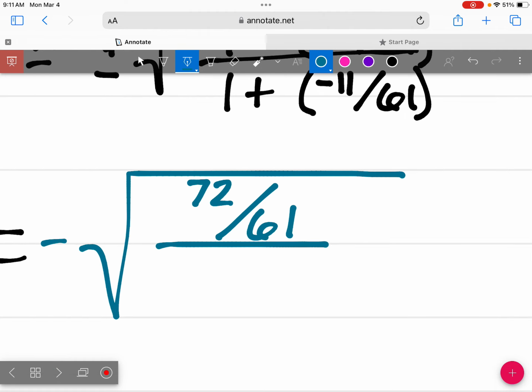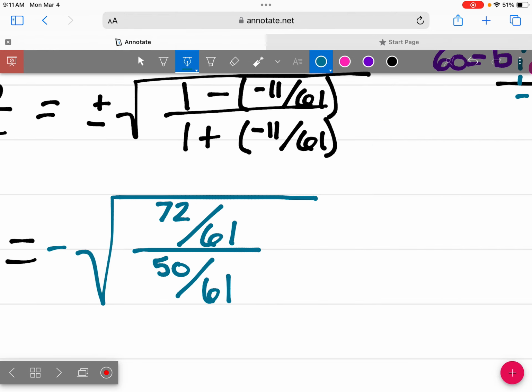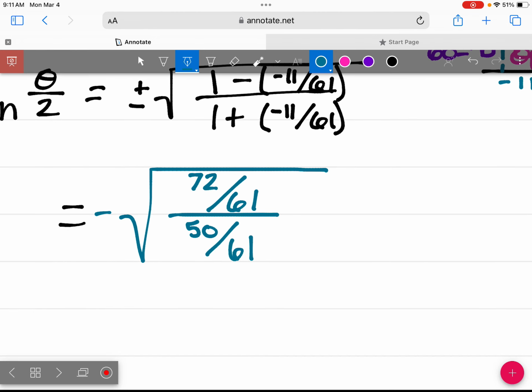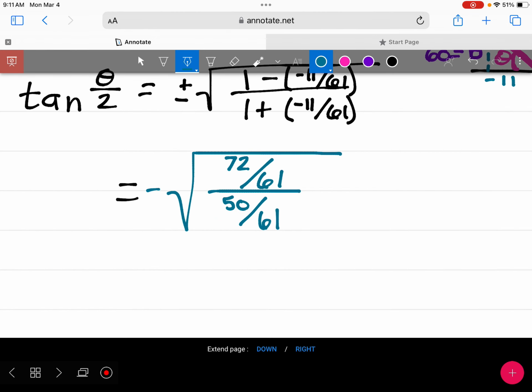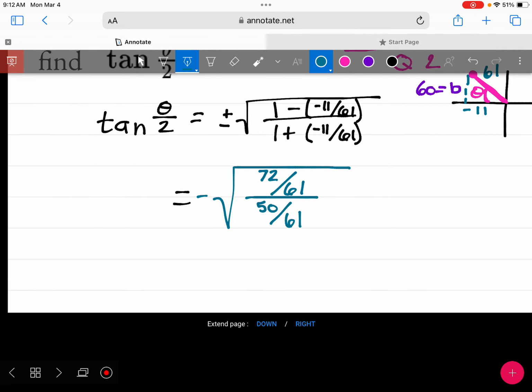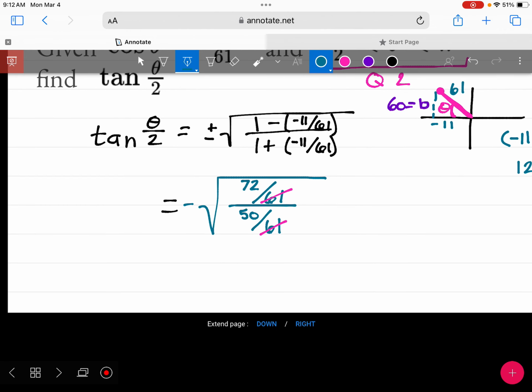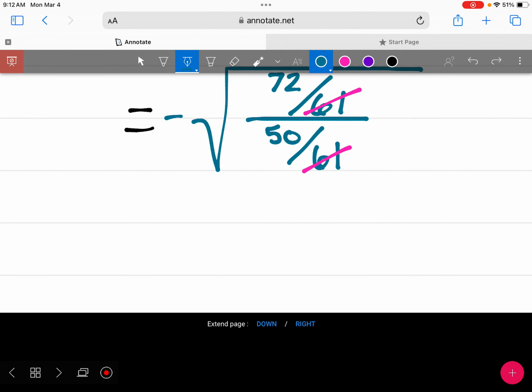All right. Yes, it's going to be 50 over 61. Excellent job, ladies. Okay. So we have 72 over 61 over 50 over 61. What's going to happen here? The 61s cancel out. Guys, too many off-topic conversations. So our 61s cancel out.